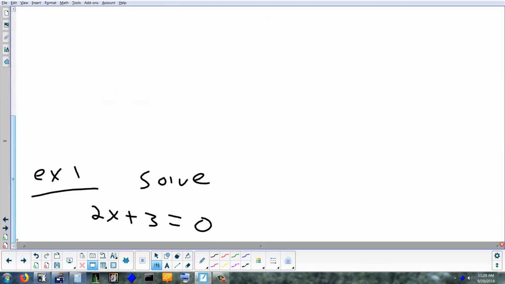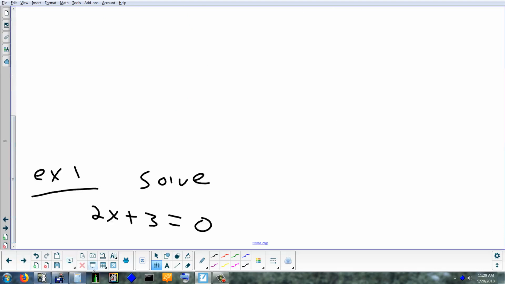All right, so let's look at this one. This is basically an equation in y equals mx plus b. It's like a line. We're trying to find where the line crosses the x-axis. That's why it's equal to 0. How many times can a line cross the x-axis if it's not a horizontal line?